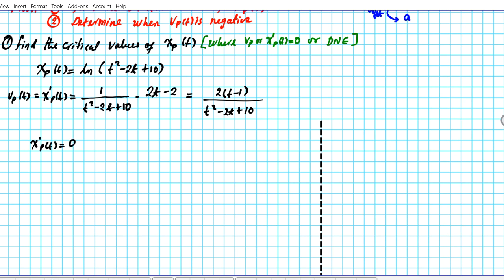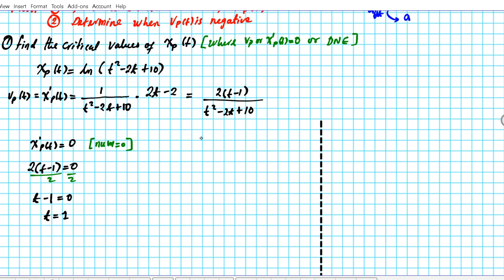For this particular one, we are going to extract the numerator. Basically, look for where the numerator is equal to 0. So the numerator here is 2 times quantity t minus 1 equals 0. Let's solve that for t. Divide both sides by 2. You have t minus 1 is equal to 0. Add 1 to both sides, you have t equals 1. Perfect. Now, this is one of our critical values.